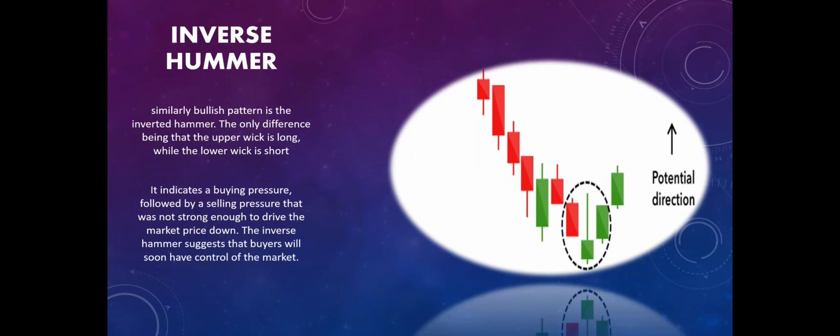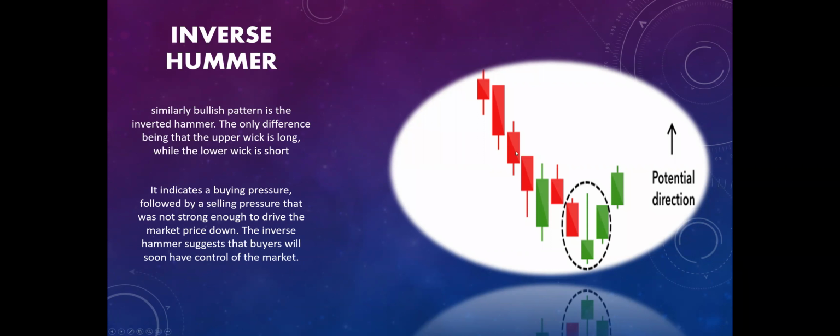We have now the inverse hammer, which is similar to the bullish pattern. The only difference is the long upper wick on the top and the short lower wick at the bottom, which is right here. As you can see, it indicates buying pressure. There is a buying pressure that was not strong enough to drive the market price down. The inverse hammer suggests that the buyers will soon have control in the market.